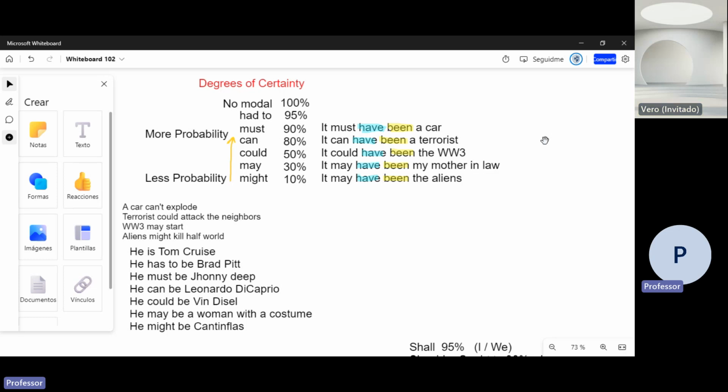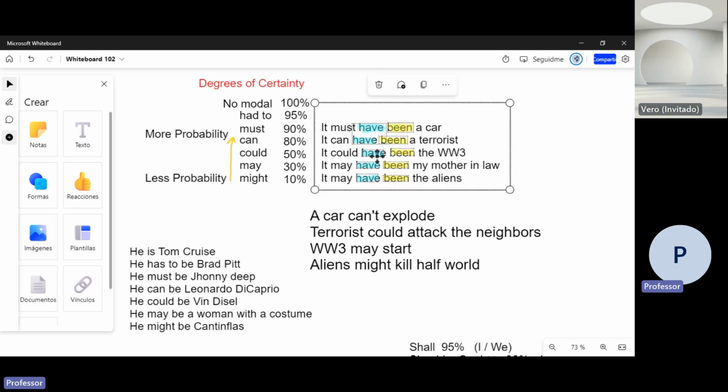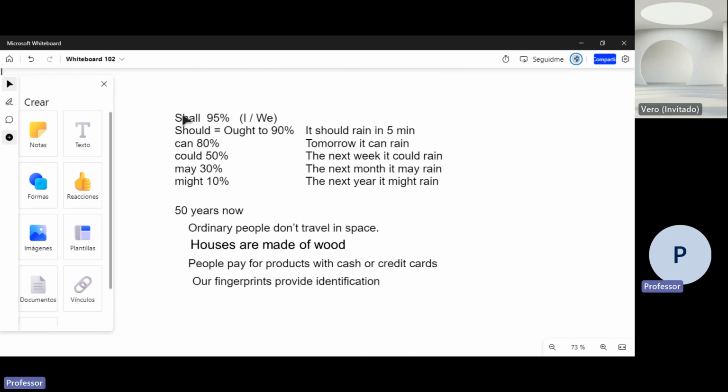Sin embargo, dijimos, en presente, pues solo es el verbo, tal cual. Como ya conocemos el uso de los modal verbs. Can, could, may, or might. En pasado, después del modal verb, debe de ir have y después un verbo en pasado participio. Por ley. ¿Okay? Y en futuro es donde simplemente utilizamos los otros modal verbs que casi no se utilizan, que vienen siendo shall or ought to. ¿Se acuerdan? Al principio iniciamos solamente con can, could, may, or might, ya que en realidad son los más comunes y que se pueden utilizar en todos los tiempos. ¿Okay? And that's it.